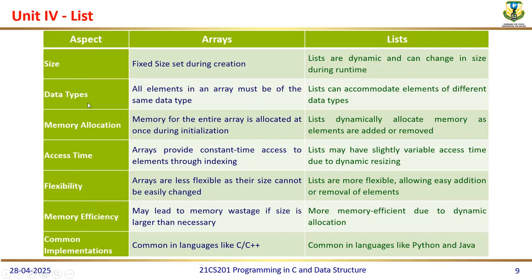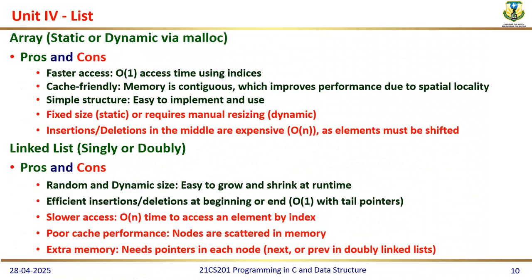Size, data types, memory allocation, and memory access I also told you. So there's a major difference, and based on that I already gave a small comparison just for understanding purposes. An array has the strengths of fastest access, being cache friendly, and a very simple structure. Its limitations are that its size is fixed, it is static, and the size can be changed only manually. So dynamic resizing comfortably is not possible.